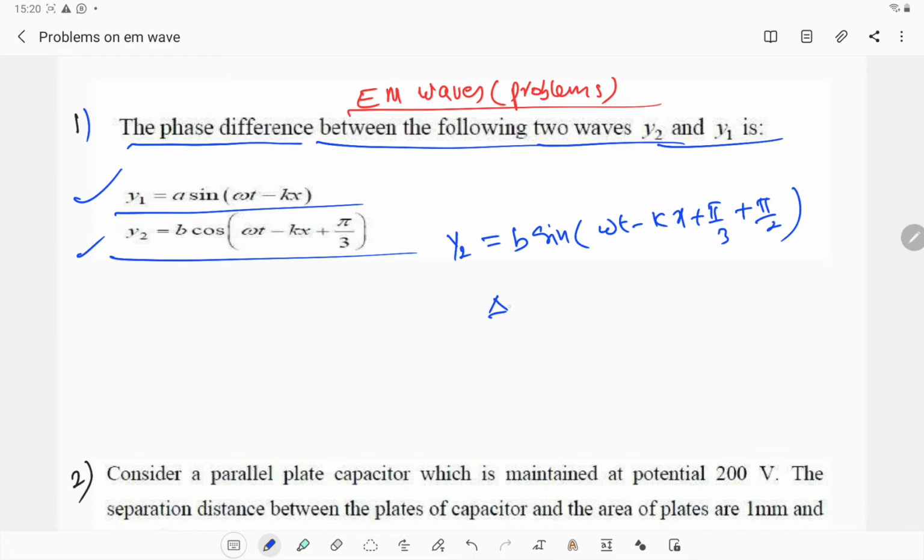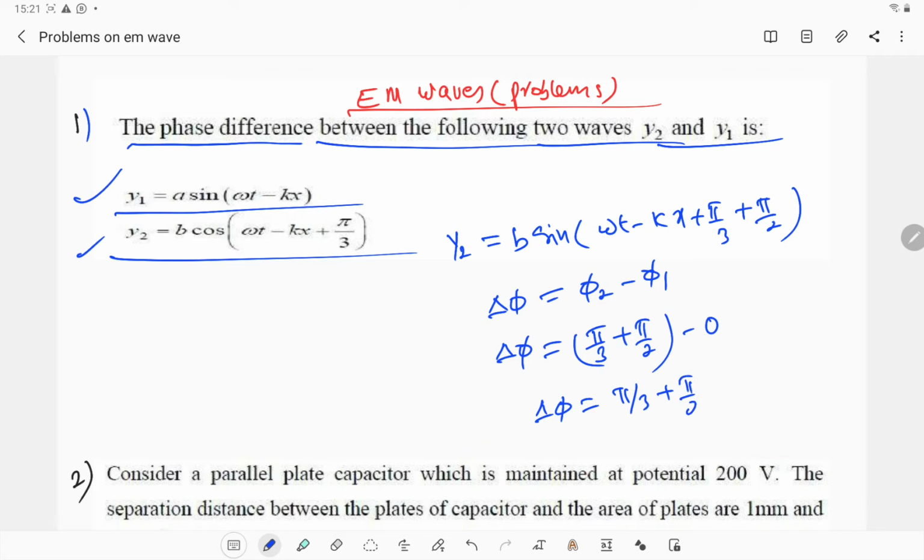Therefore, the phase difference between y1 and y2, delta phi, is equal to phi 2 minus phi 1. This becomes delta phi is equal to, here phi 2 is nothing but pi by 3 plus pi by 2, minus phi 1, which is 0. Therefore, delta phi is equal to pi by 3 plus pi by 2. This becomes 5 pi by 6. This is the final answer.